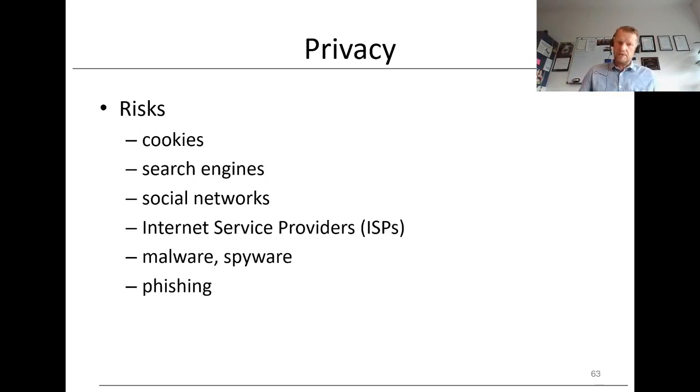Privacy has various risks, and the risk, especially in an online world, in an online advertising world, emanates from things like cookies, search engines, social networks, internet service providers, malware, spyware, and phishing. So let's elaborate in a little bit more detail on each of these.